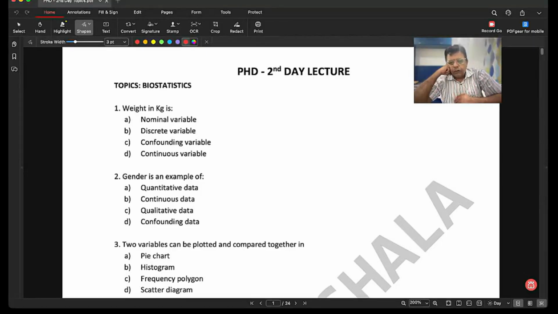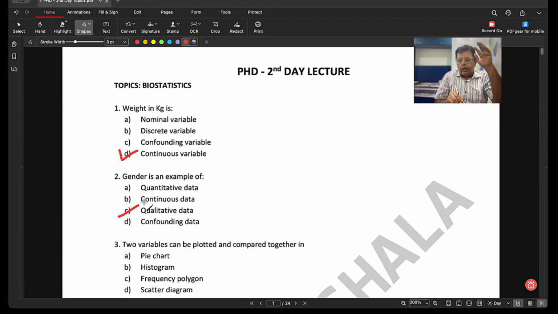Please solve the second question also. Okay, now I'm very happy that you were able to identify it. The weight is always a continuous variable. The other continuous variable examples are blood pressure, blood sugar level, height, age, very commonly asked as MCQs. Temperature, again very commonly used. Now gender is an example of qualitative data.